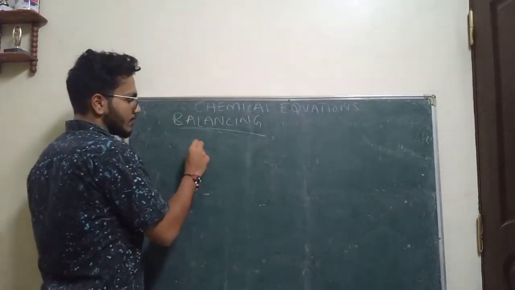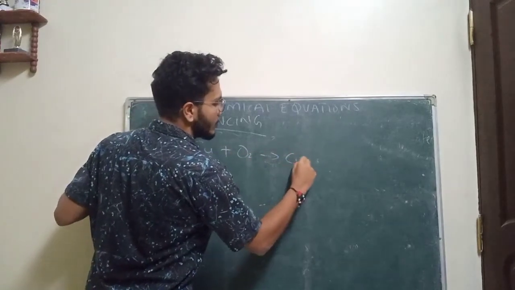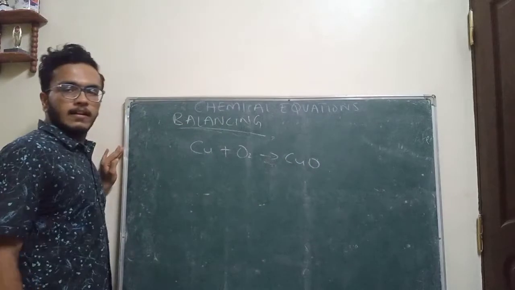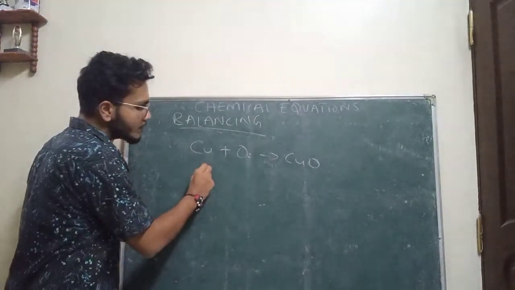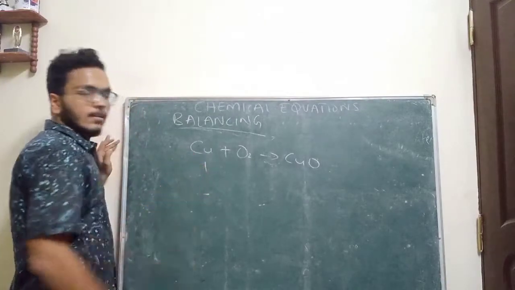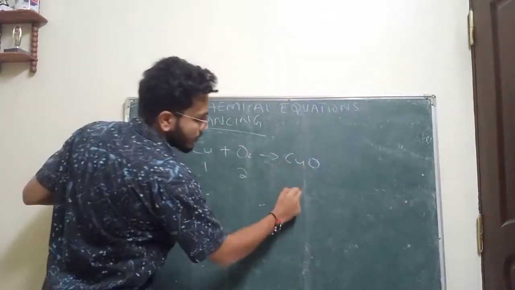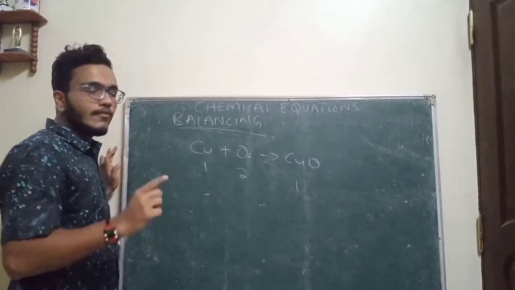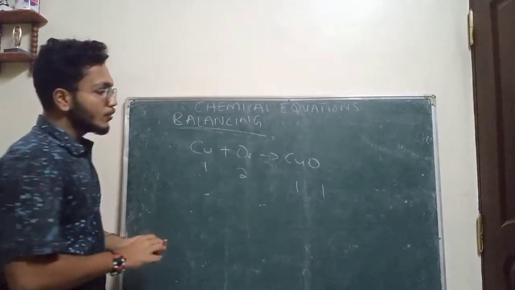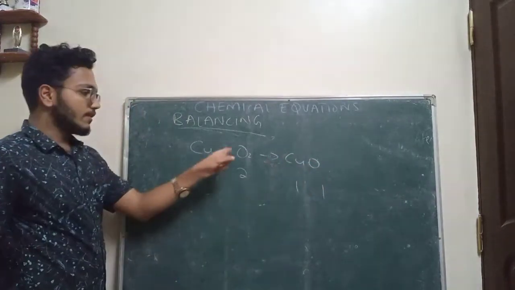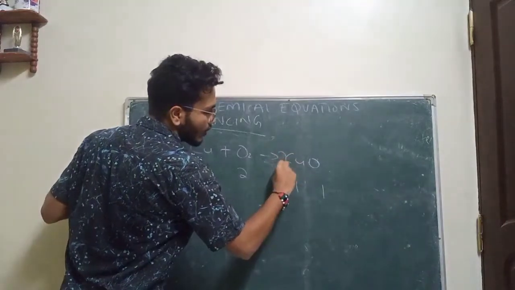Copper plus oxygen to form copper(II) oxide. This equation is not chemically balanced. Why? The number of atoms reacting of copper is 1. The number of oxygen atoms is 2. The number of copper atoms formed is 1. But however, the number of oxygen atoms is also 1. So you need to balance this oxygen with this one. So you will place a 2 in front of the whole compound.